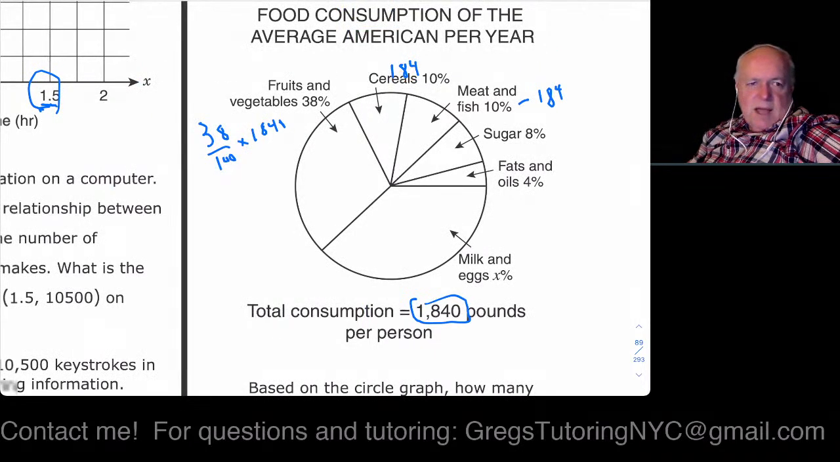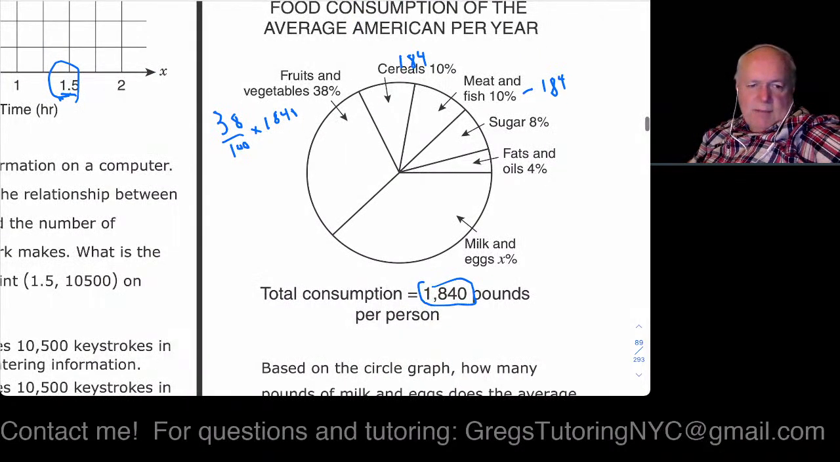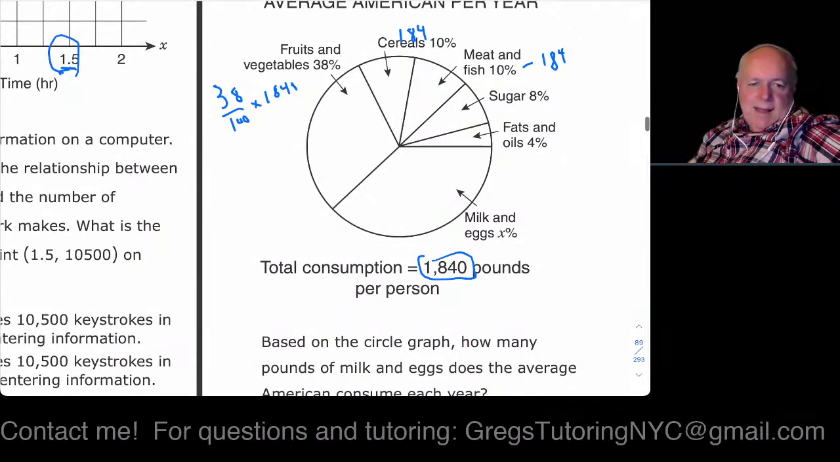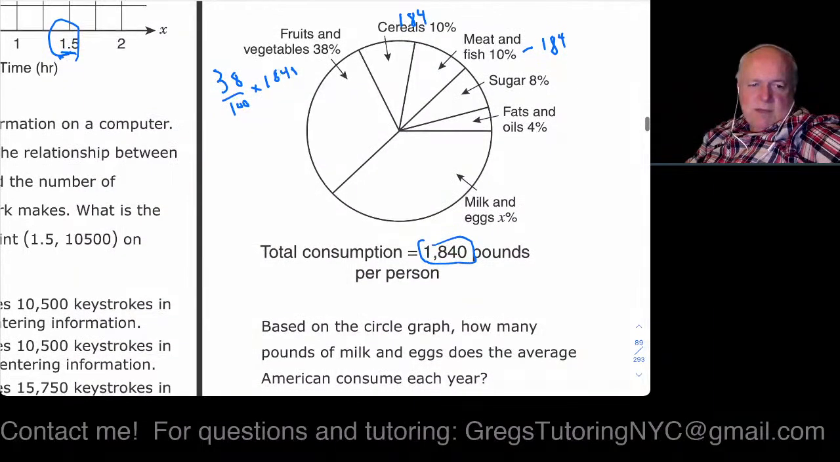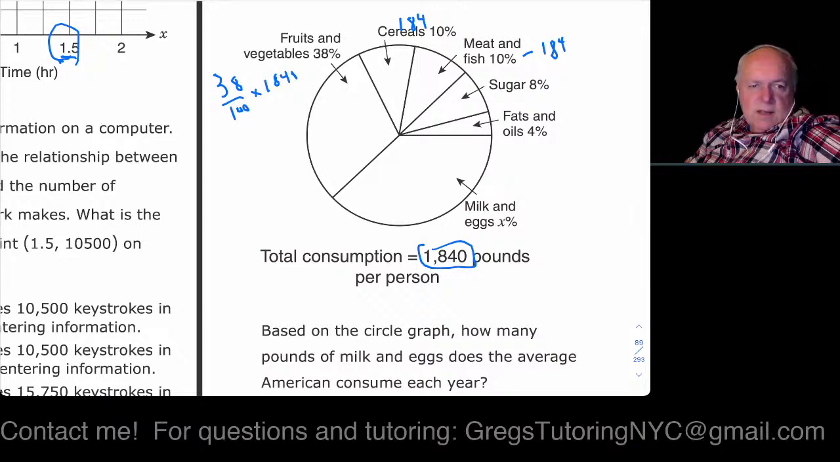Based on this circle graph, how many pounds of milk and egg does the average American consume each year? So it says milk. Where's milk? Milk and eggs is down here. That's X%. Oh, thank you, people. So that means we need to add up all the others and whatever's left is going to be the milk and the eggs.